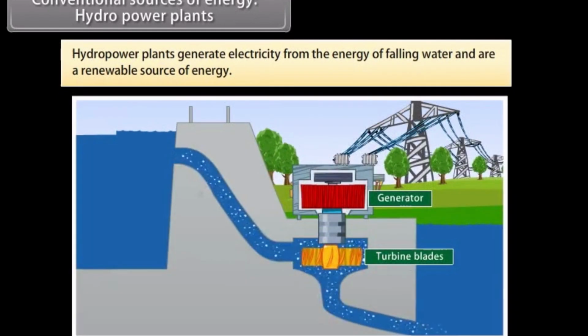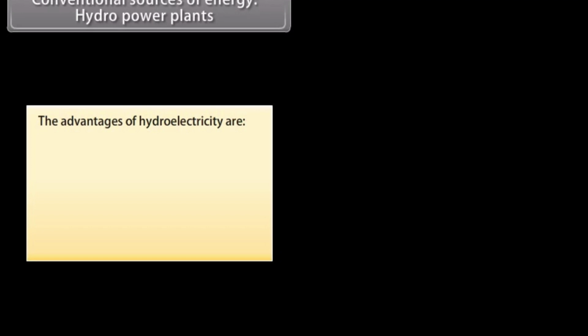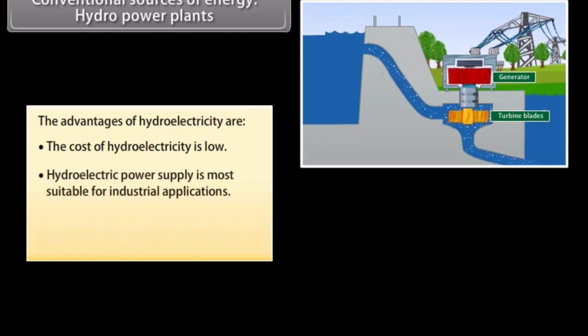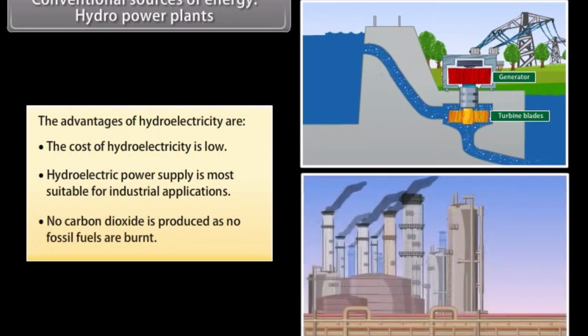Conventional sources of energy, hydropower plants. Hydropower plants generate electricity from the energy of falling water. Hydropower is a renewable source of energy. The advantages of hydroelectricity are: the cost of hydroelectricity is low. Hydroelectric power supply is more suitable for industrial applications. No carbon oxide is produced as no fossil fuels are burnt.